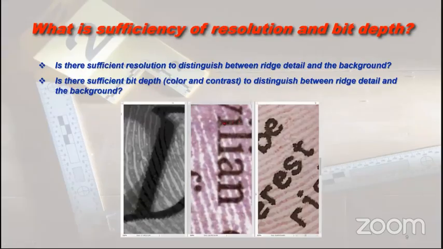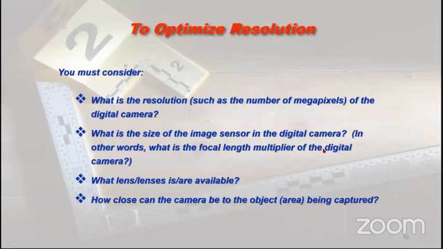So while I may have sufficiency of resolution, I don't necessarily have sufficiency of bit depth. I would like to have more contrast. The image over on the right, again, I have probably sufficiency of resolution, but the contrast, the level of detail between the ridges and the background, there's absolutely no way that you can distinguish that. So this is where we get into, again, the issues as far as bit depth are concerned and sufficiency of bit depth.